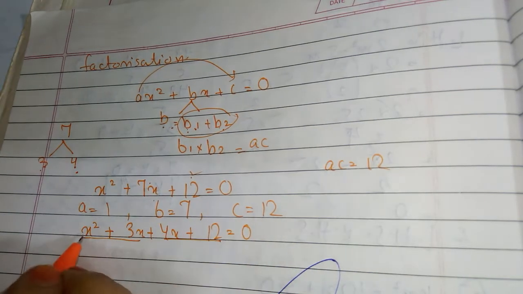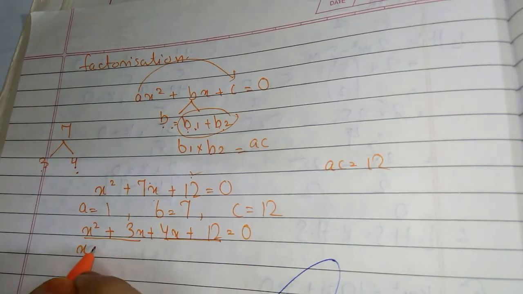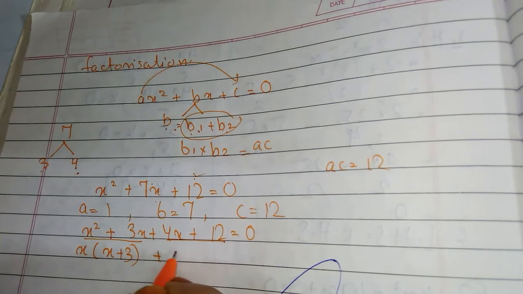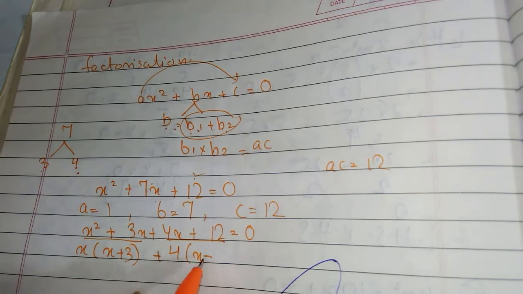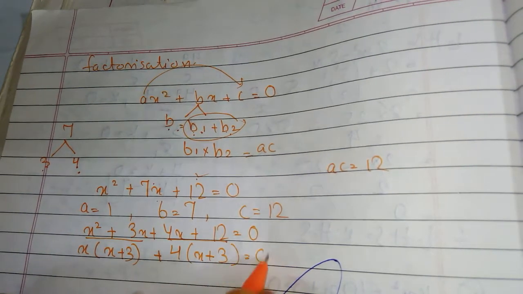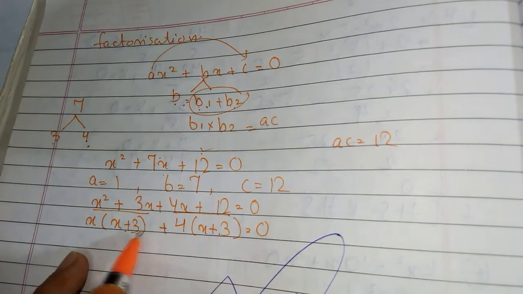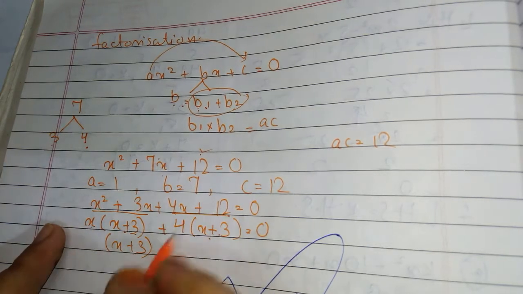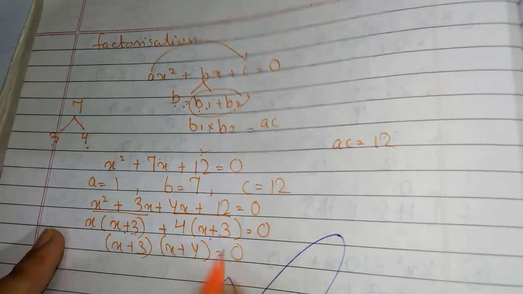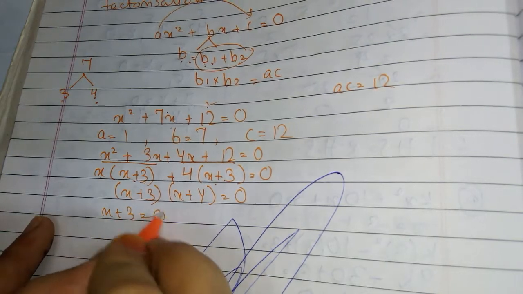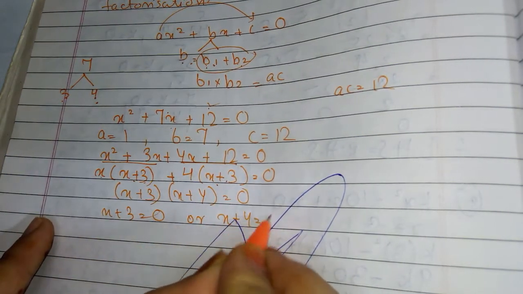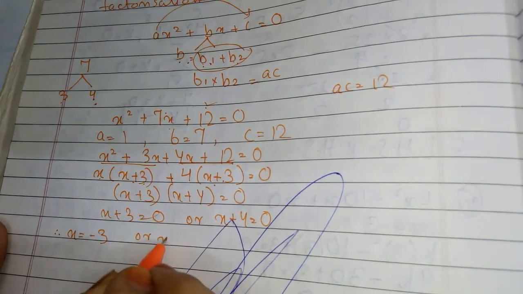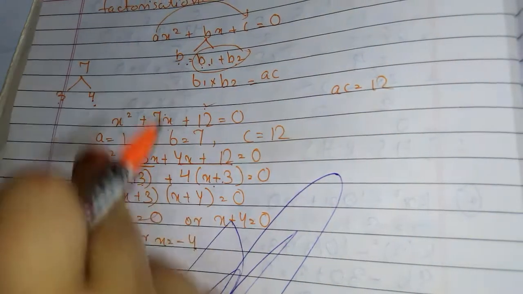Here we are getting two pairs of terms. From the first two terms we take x common, so we get the bracket x plus 3, and from the other two terms we take 4 common, so we get 4 times x plus 3, which is 4x and 4 threes are 12. You will observe that the brackets are similar, so we write the bracket once, and the remaining terms, x plus 4, in another bracket. So we write x plus 3 is equal to 0 or x plus 4 is equal to 0, and the roots of the equation are x is equal to minus 3 or x is equal to minus 4. So this is factorization.